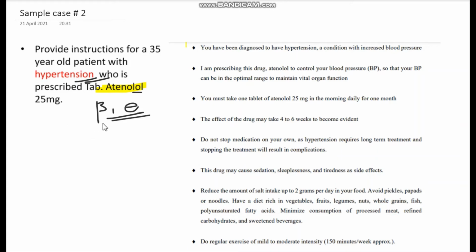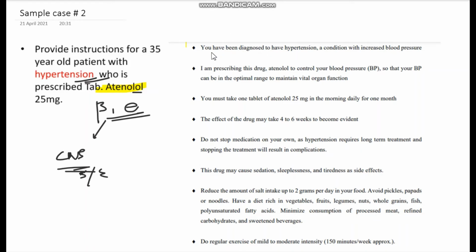Now, because beta 1 blocker also comes with some CNS side effects, like sedation and sleepiness and tiredness, which is one thing you need to inform the patient about. Otherwise, there is nothing as specific instruction for atenolol as it was for timolol here. So now the other instructions which come along with this is the general instruction for any hypertensive patient regarding his diet, regarding exercises and all. So we'll just read it out from here in the instructions.